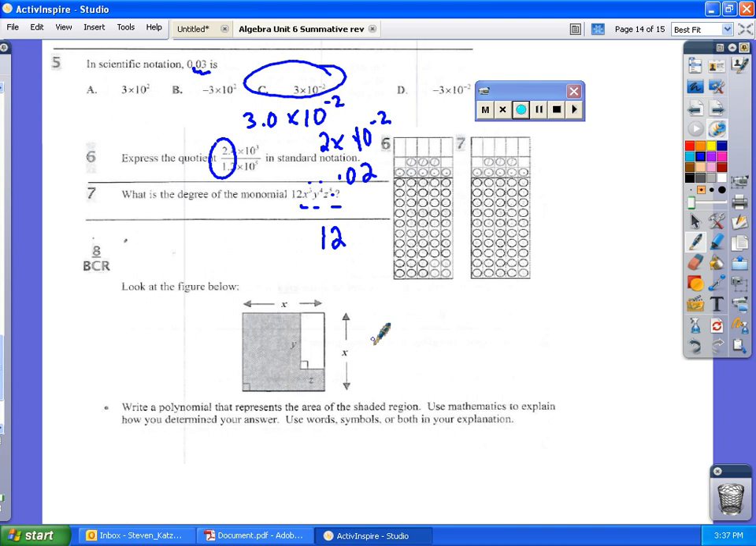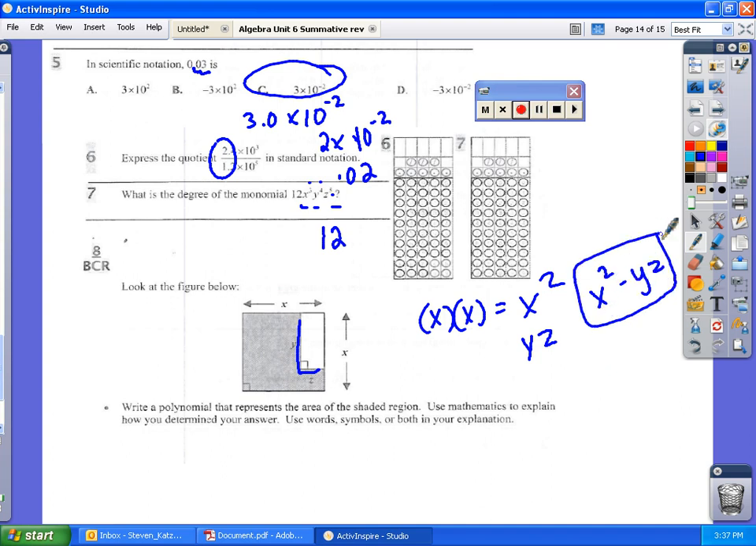Number 8, look at the figure below. What represents the area of the shaded region? So let's find the whole area would be x times x. But let me simplify that, and that's x squared. The area of this is y times z, which is just yz. So the area of the shaded would be the whole thing minus what you don't need. So this would be the representative of the area.